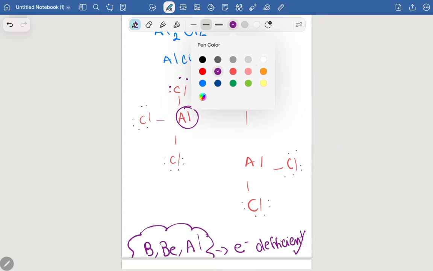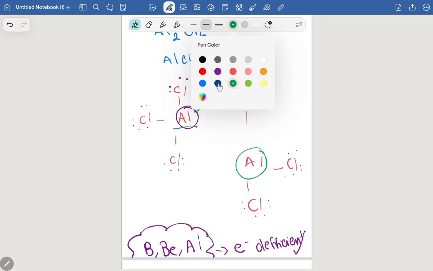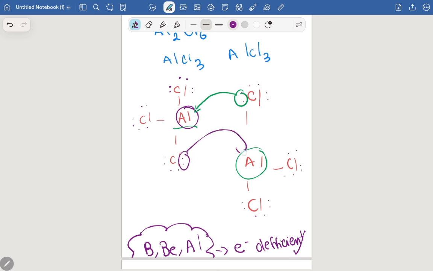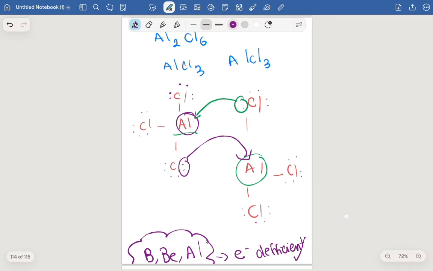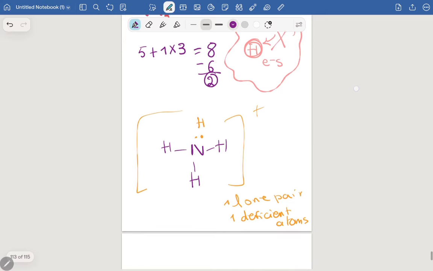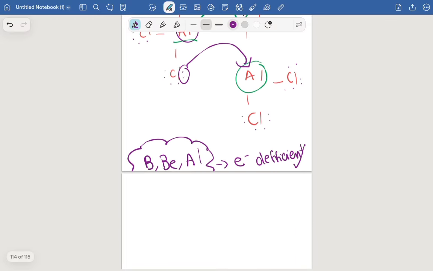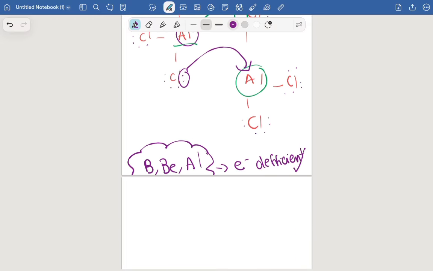So now, since it does not have an octet, look what happens. This is electron deficient, this is a lone pair, so they will link to each other. And this is electron deficient, and this is a lone pair. They will link to each other. We represent coordinate bonds by an arrow whose head points away from the lone pair towards the deficient atom. It's supposed to look something like this, okay? So what did we learn new from this? That hydrogen can never get any extra electrons, and boron, beryllium, and aluminum can be electron deficient.